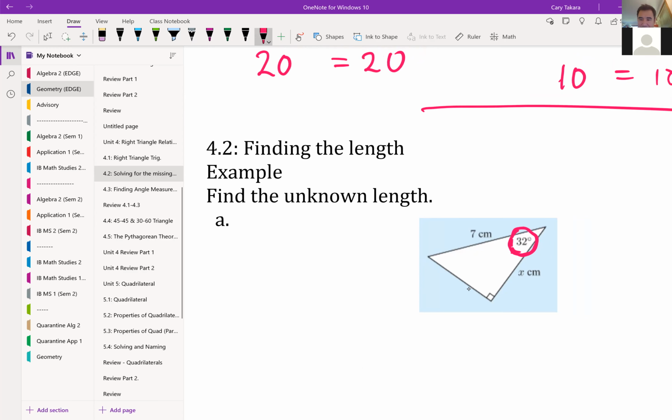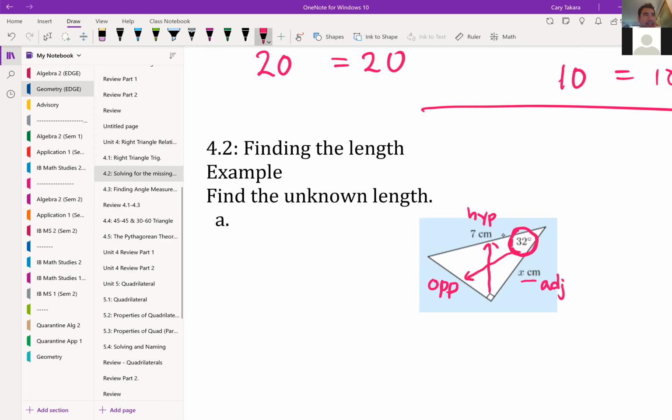So the opposite is this side right here. Did you guys get that? And then the hypotenuse is across from the 90 degrees, right? So that's the hypotenuse. Just write height. And that means x is representing adjacent. You guys okay on that?